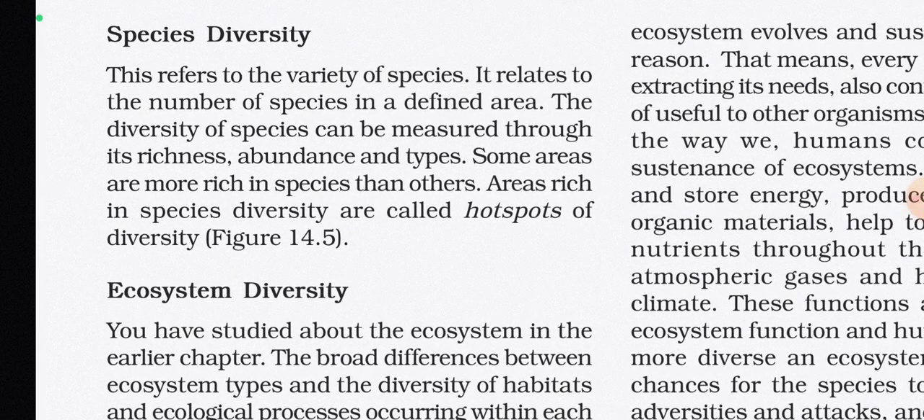Species diversity. This refers to the variety of species. It relates to the number of species in a defined area. The diversity of species can be measured through its richness, abundance, and types. Some areas are more rich in species than others. Areas rich in species diversity are called hotspots of diversity.